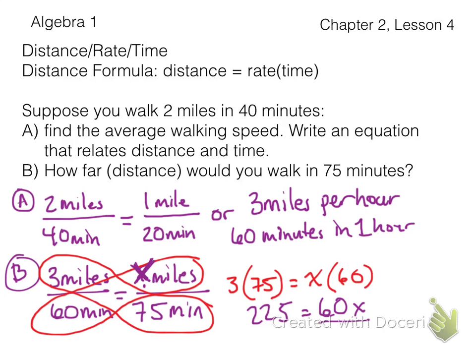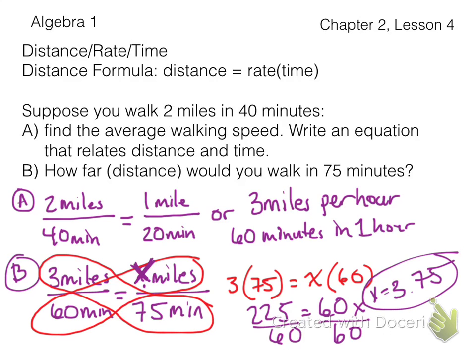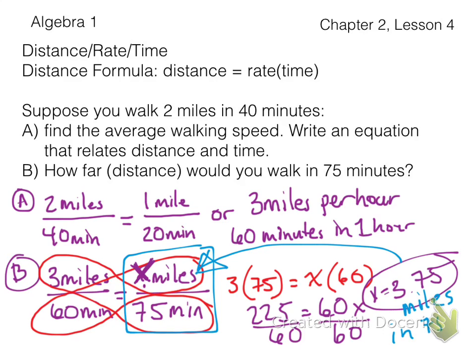How do I get x by itself? Divide by 60. 225 divided by 60 is 3.75. And what was the thing that we were looking for? X equals 3.75. Well, what was x? X was miles, and miles that we can walk in 75 minutes. So we can walk 3.75 miles, or 3 3/4 miles, in 75 minutes. Okay? All right. So this is just asking you questions about stuff.